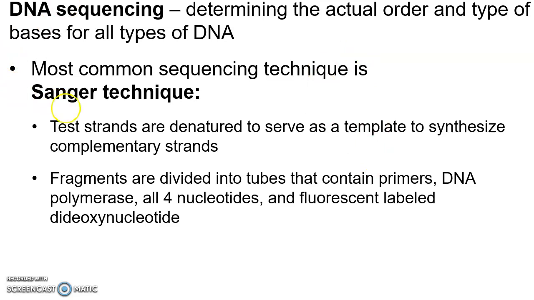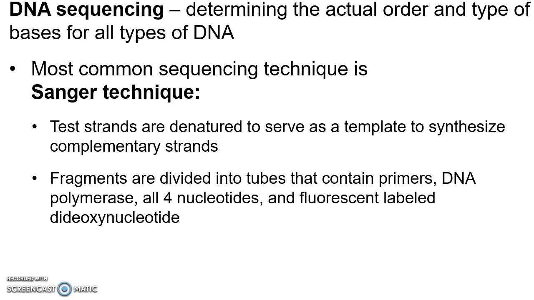And so you get test strands, usually strands that have been cut with endonucleases to be manageable in the lab. They're heated to make the complementary strands come apart, so that they can be used as a template to create complementary strands. The fragments are divided into tubes that include the materials needed to synthesize DNA: the primers, which tell the DNA polymerase to add nucleotides to the 3' end, the DNA polymerase itself, which is responsible for elongating the strand, and then the 4 nucleotides, A, T, C, and G.